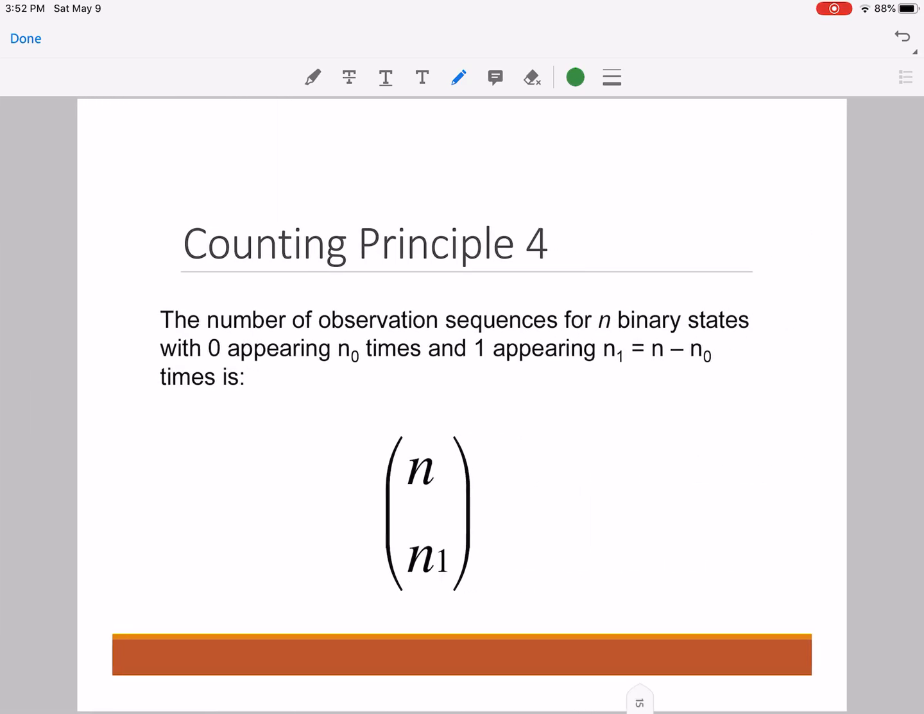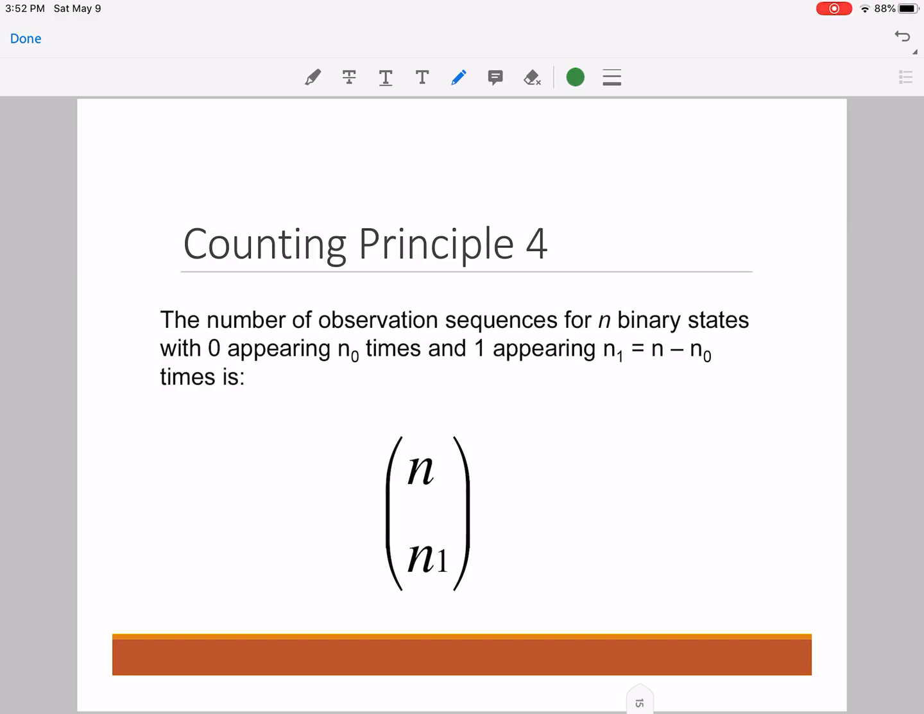Now let's go over another counting principle, and that is counting principle number 4. The number of ways, or number of observation sequences, for n binary states with 0 appearing n0 times and 1 appearing n1 times is n choose n1.